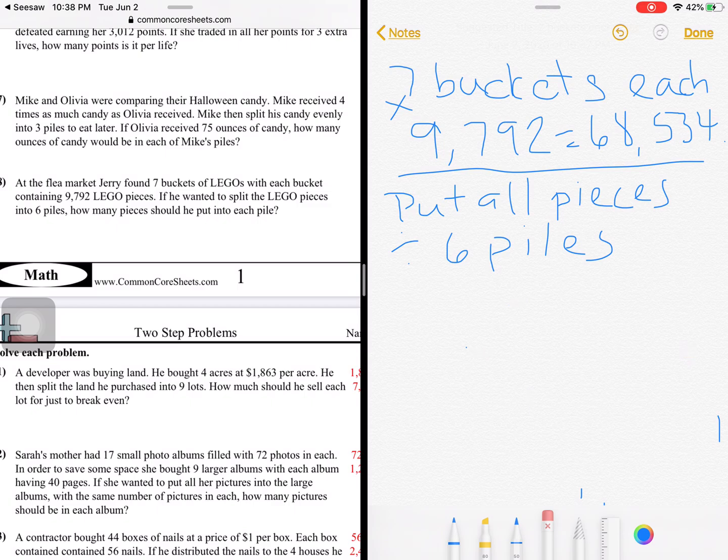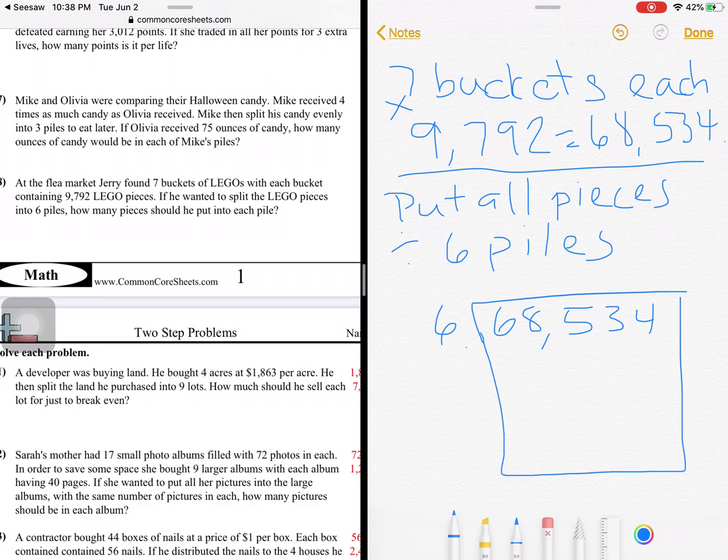Legos and divide them into 6 piles. So I'm going to go 68,534 divided by 6. And remember the Mrs. Harris way. You can do it any way you want. I'm going to do Mrs. Harris way. I think it's going to be easier just to split them up by place value and think 6 times blank. So 6 times 1 equals 6. I'm going to take all those 6 away and leave nothing to regroup.